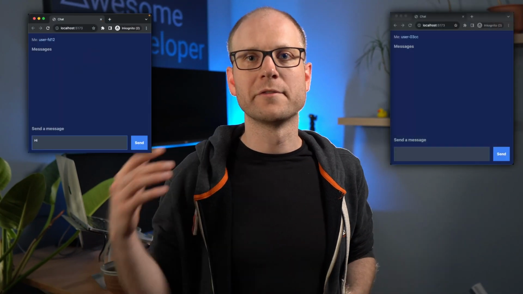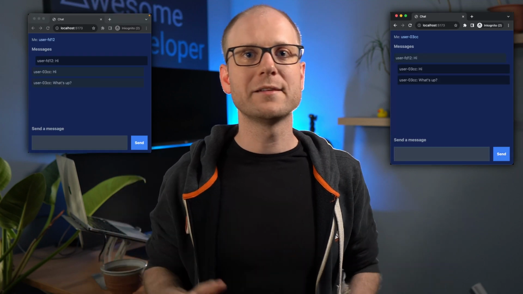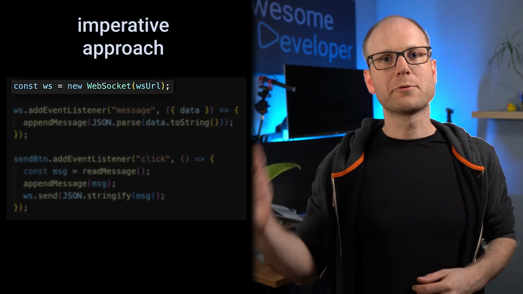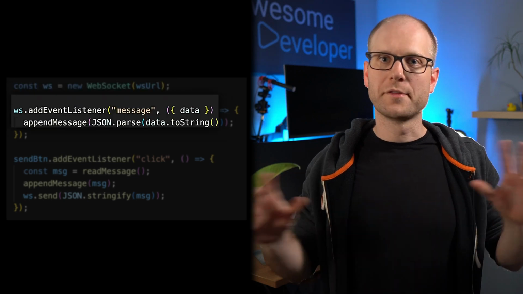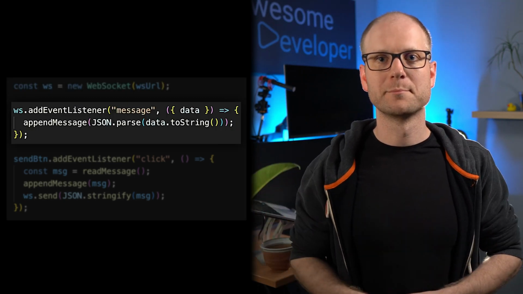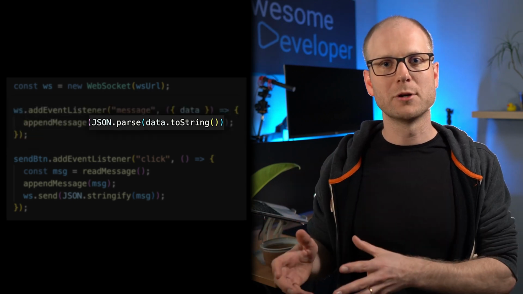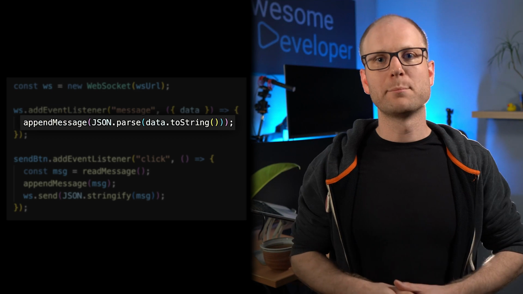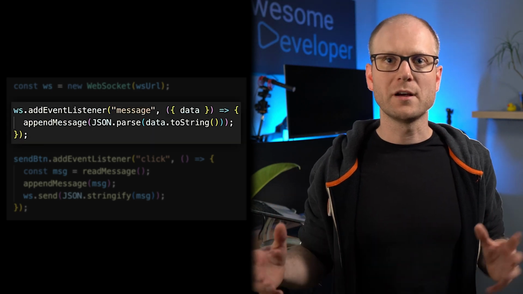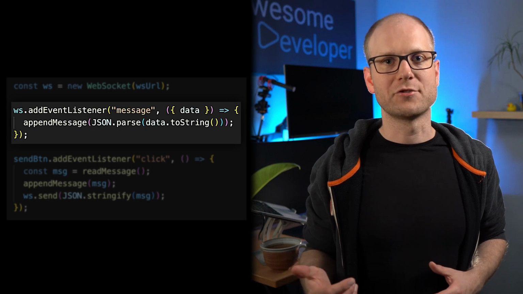The user can send and receive messages, and those messages are appended to the chat log. An imperative approach can look like this. First, we create a WebSocket connection. Then we listen to the messages which are sent via this socket. The messages are sent in JSON format, so we parse them accordingly and append them to the message log. Those are the incoming messages which are received by our application.